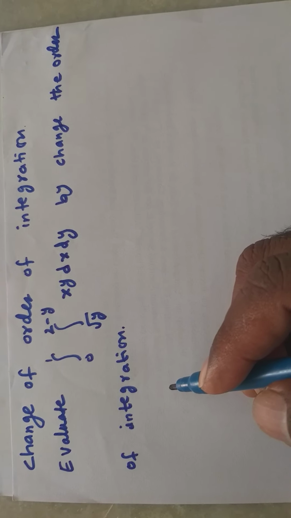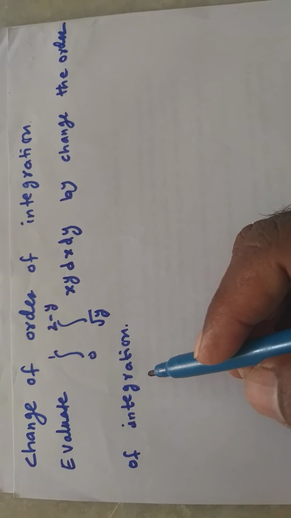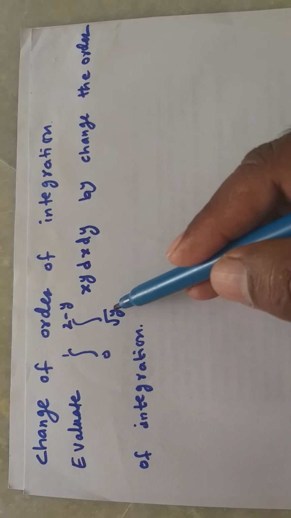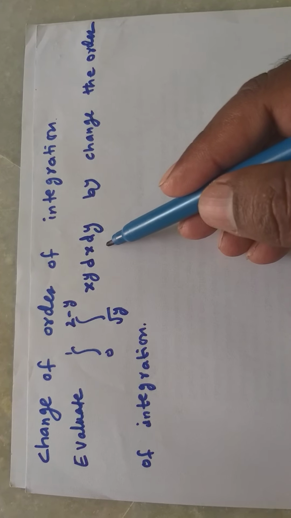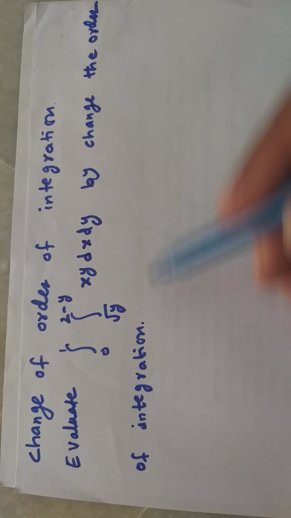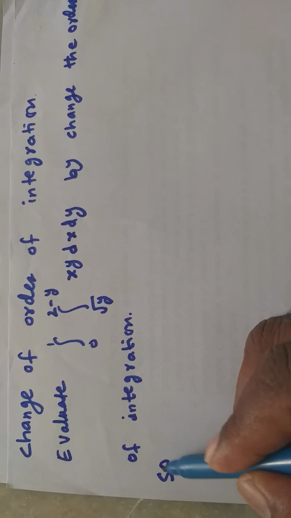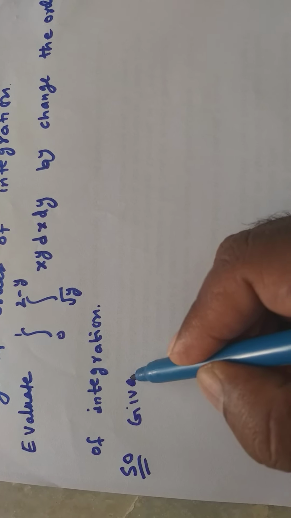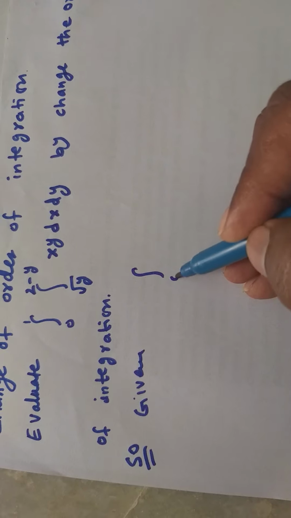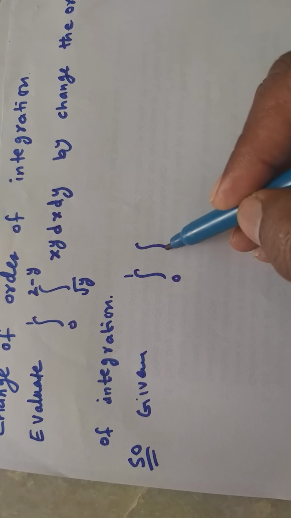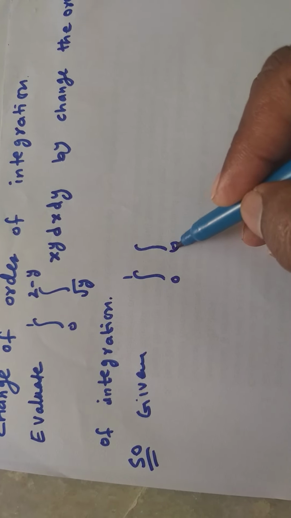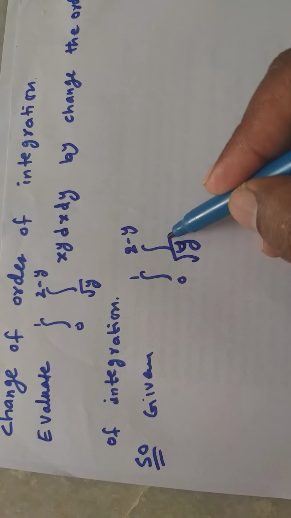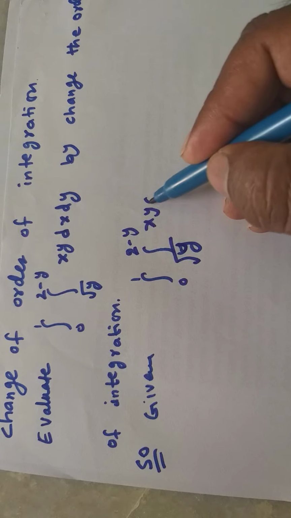In change of order of integration, let us see a problem. Evaluate the integral from 0 to 1, integral from root y to 2 minus y, of xy dx dy, by changing the order of integration. So the given double integral is integrating y from 0 to 1, and x from root y to 2 minus y, of xy dx dy.